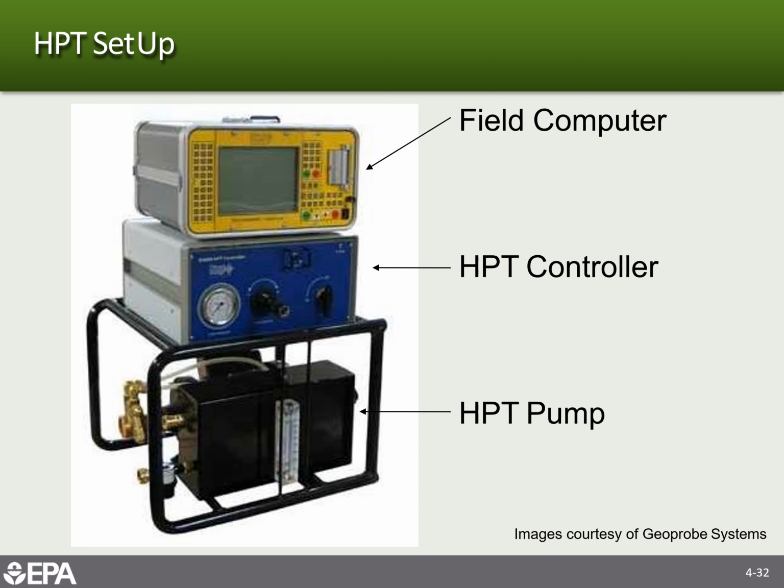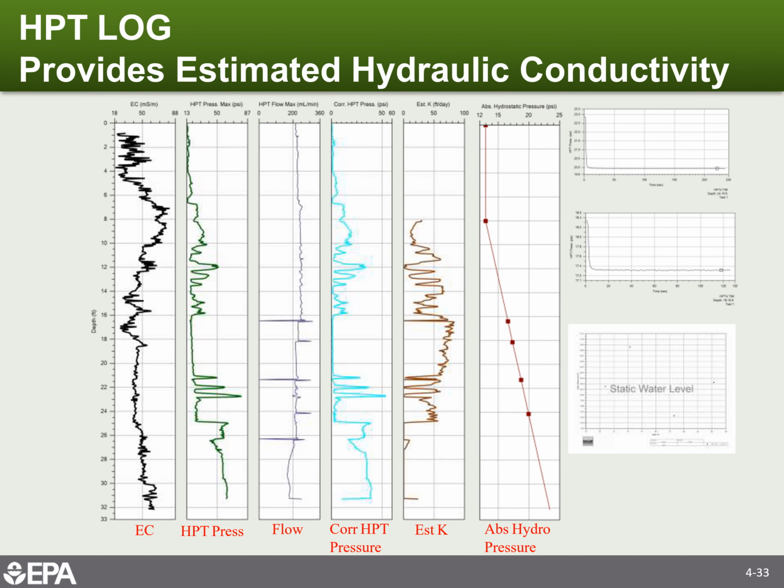So this is the setup for the equipment: the computer, the controller for the pump, and then the pump itself. And what you get is the pressure, essentially the water pressure of the water being pumped into the formation. This is the flow rate. This is the corrected pressure, processed somehow afterwards. And then from this information, you can get the estimated hydraulic conductivity on this curve here.